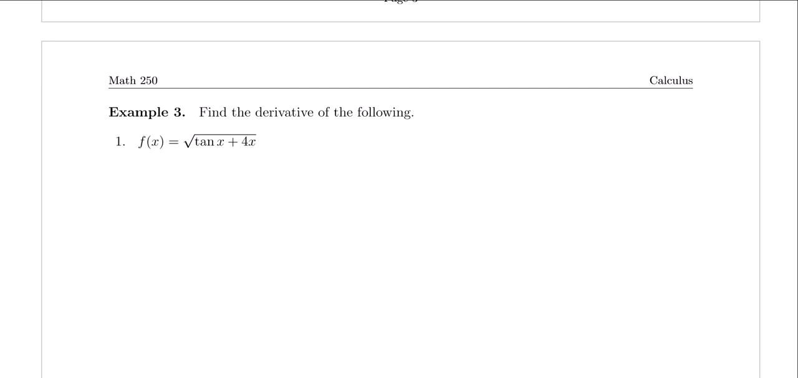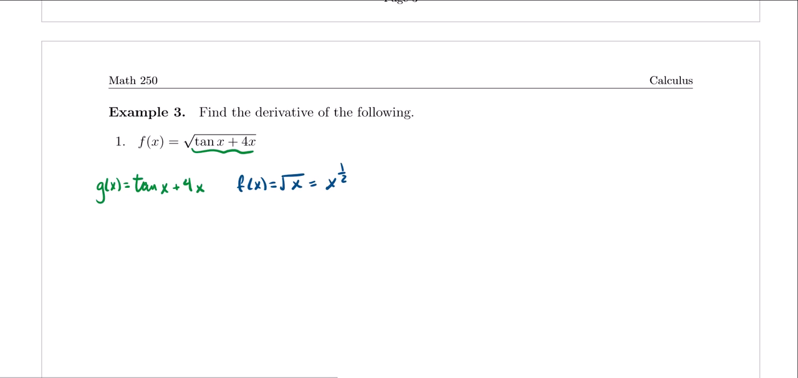So we have the function f of x equals the square root of tangent of x plus 4x. So this one does look like it's a function composition. It's a function composed of which two functions, which one's the inner, which one's the outer? It looks like my inner function is the tangent of x plus 4x, and the outer function is the square root function, or just x to the 1/2 power.